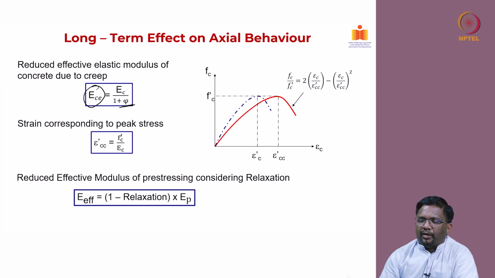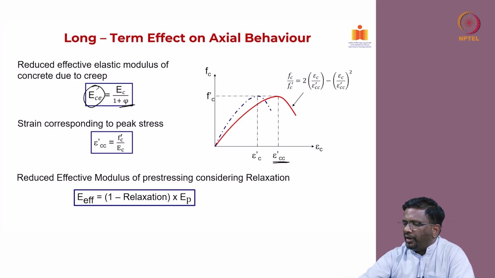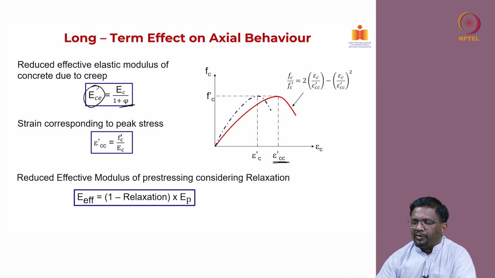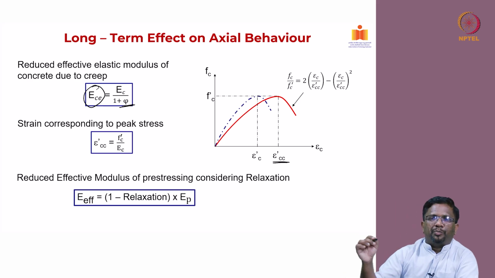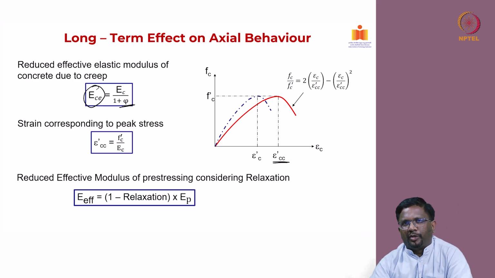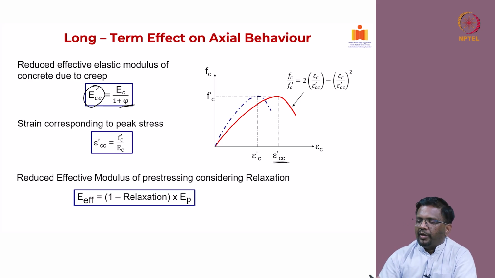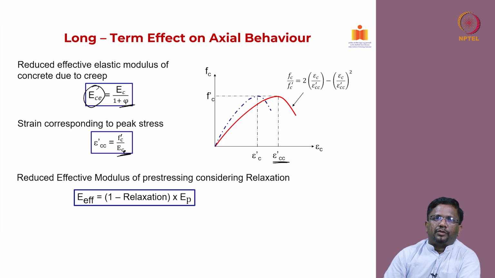Now, for the strain corresponding to peak stress, instead of epsilon prime c we have to use epsilon prime cc, which is f prime c by Ece. The stress has no change, but the strain is increasing. That means your peak stress is actually happening at a much larger strain. So that is what we are seeing. The moment you get your Ec, it should be Ece here, the effective modulus.